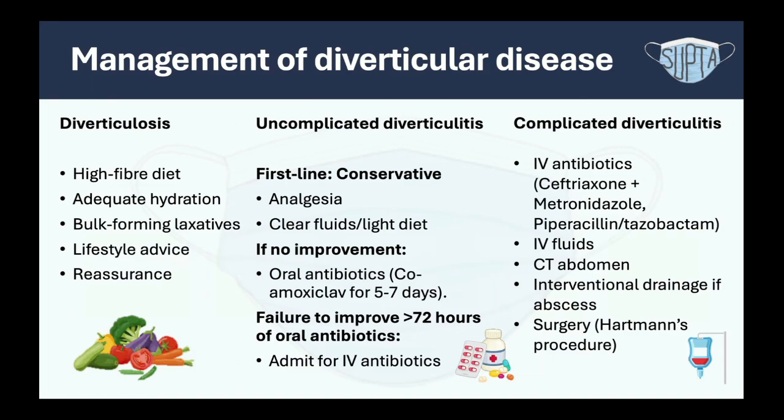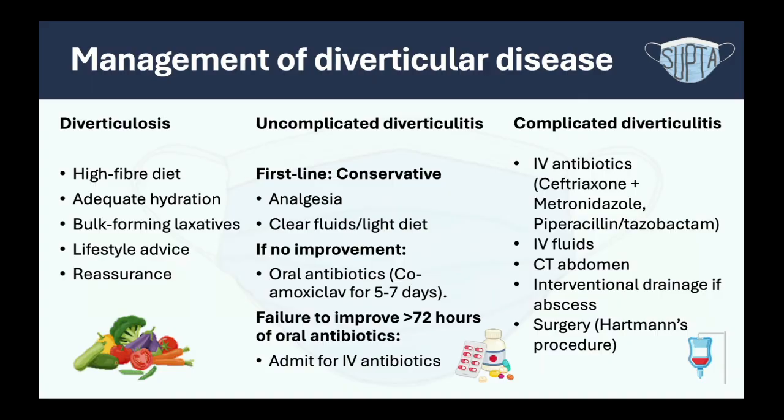So IV antibiotics can be given. Fluids are often given as well. And a CT scan of the abdomen can also help stage the disease and identify any complications like abscess or perforations. So if an abscess is identified, especially a larger one, then percutaneous drainage can be performed in conjunction with the antibiotics. Surgery is usually reserved for very serious or complicated cases, such as those with peritonitis caused by the perforation, or when conservative and interventional management fails.